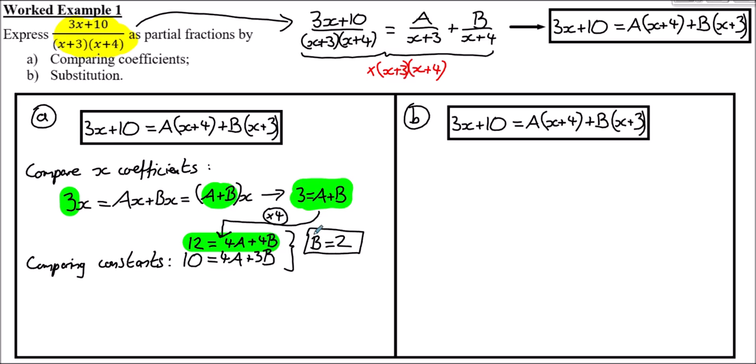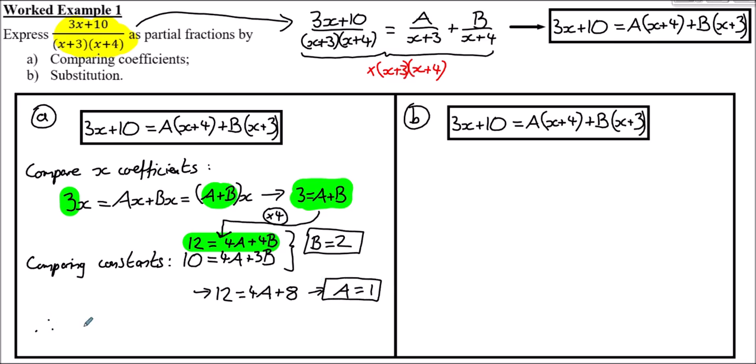Then knowing B is 2, I can substitute that into either one of these equations. I'm going to pick, I don't know, let's go for the top one. So 12 = 4A + 4 lots of B, which is 8. Subtract 8, divide by 4. Hopefully you'll see fairly clearly that A would have to be 1.